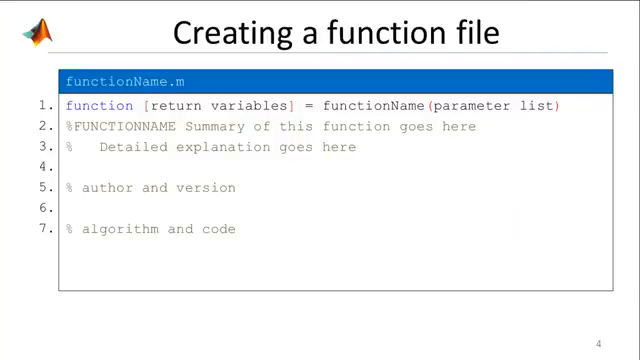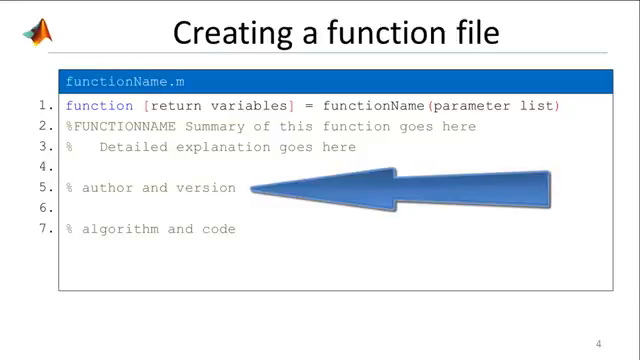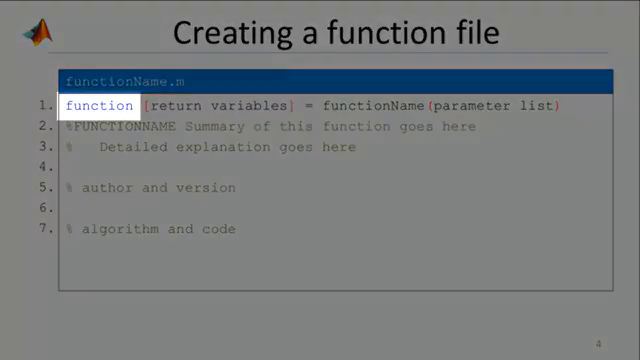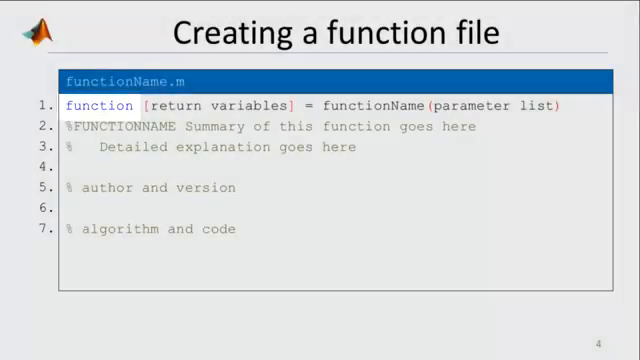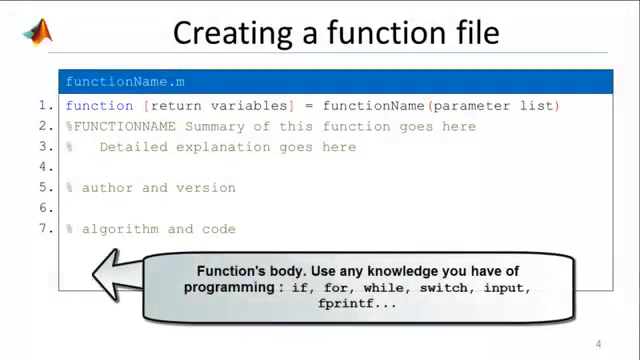Underneath, we have a quick description of what the file is about and how it works. Then we finally reach the author and the version. Notice how our name and our section and everything that we used to put at the beginning of a file is no longer at the beginning. Function is really the first keyword MATLAB needs to see. At the very bottom, though, we call it the function's body. It's exactly previous code: if statement, while loop, anything that the function needs to do.